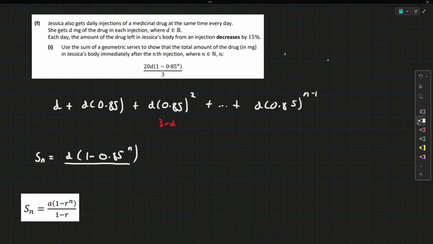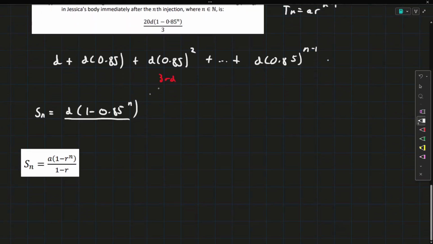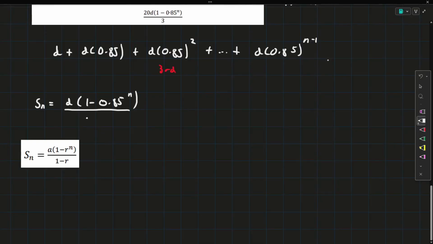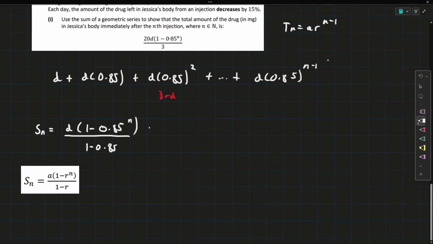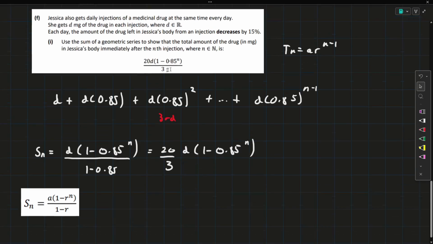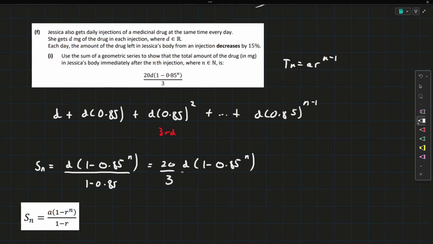Because even though the power here is n minus 1, this is the nth term. And the reason for that is because the nth term of a geometric sequence is a times r to the power of n minus 1, if you're starting at 1. And then we divide that by 1 minus 0.85. And then 1 minus 0.85 simplifies to 20 over 3. So that just becomes 20 over 3 times this thing. And then all they did is they just combined it into one fraction, kind of like this. So yeah, that's where that comes from.